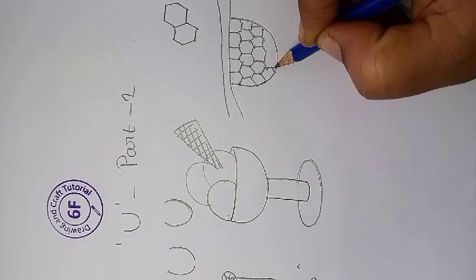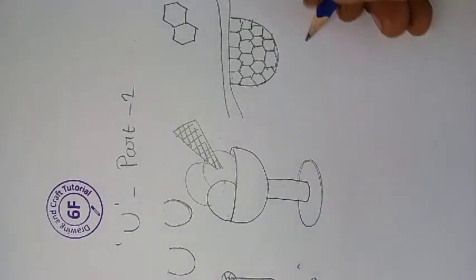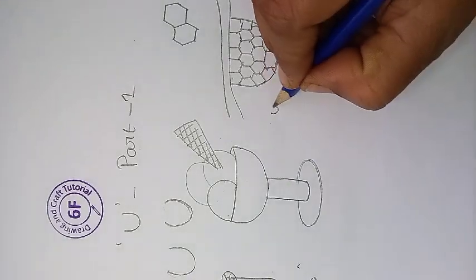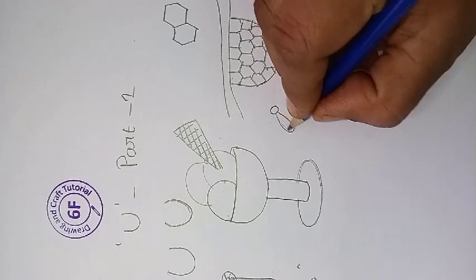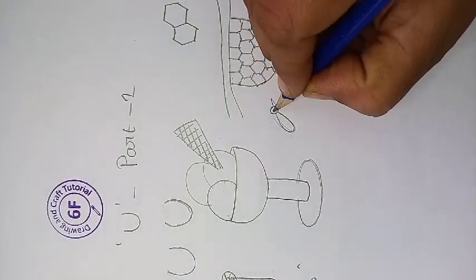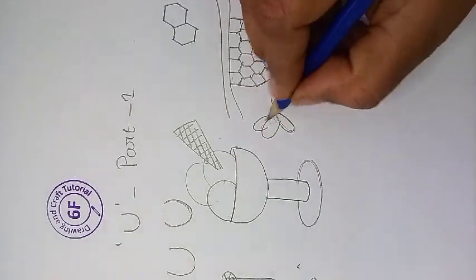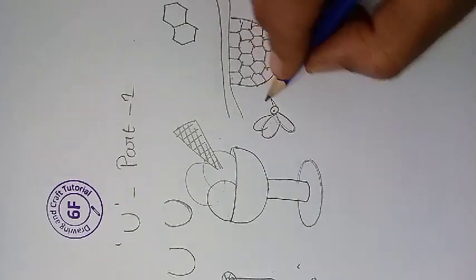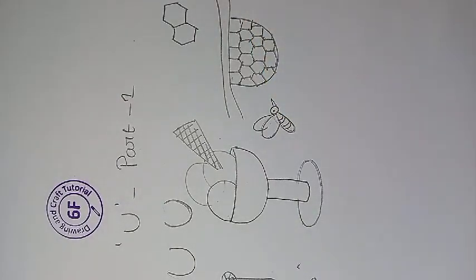Ignore the background noise if you observe. That's it. If you want, you can draw a honeybee also. Actually, here also is something like a U, isn't it? So this is also a U, right? Now only I am observing. The wings of the honeybee are also U shape only.